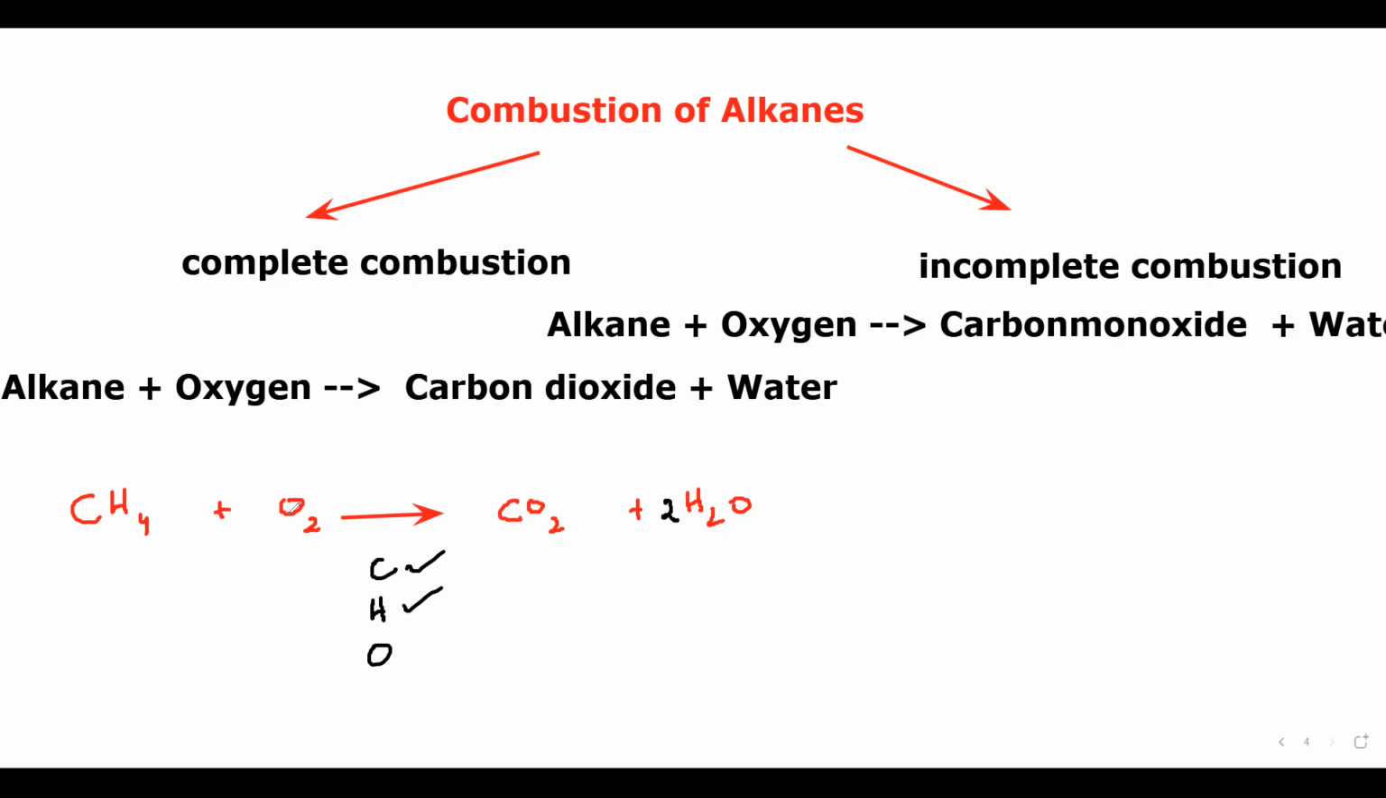Now oxygen, 2 oxygen on the left and 4 oxygen on the right, because 2 plus 2 is 4. So we want to make 4 oxygen. So we put 2, oxygen is also balanced. So whenever you're trying to balance a combustion equation, balance with carbon, followed by hydrogen, and at the last, oxygen.